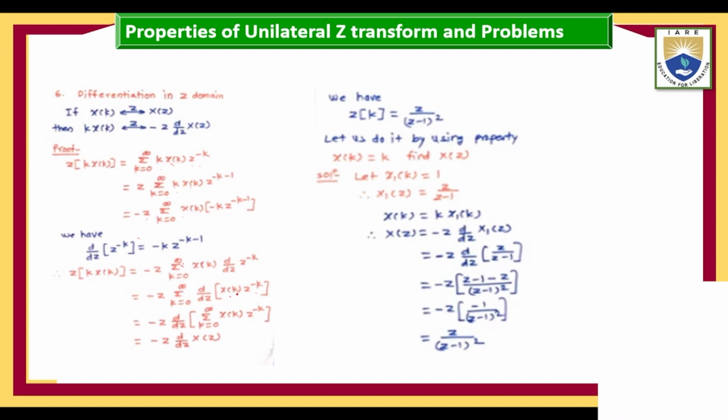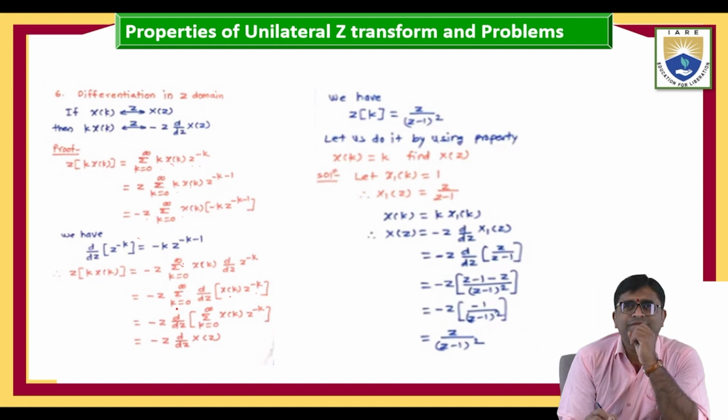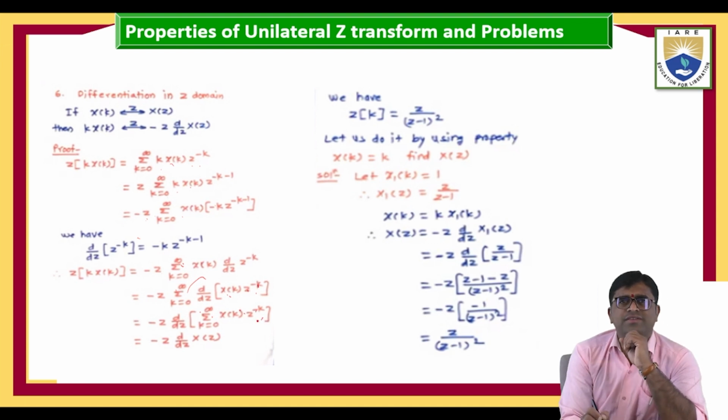Taking x of k inside, what happened? d by dz of minus z. Again, here the summation over k is a function of only k terms, that's why it is a constant. So I am taking it outside: the sum from k equals 0 to infinity of x of k into minus z.